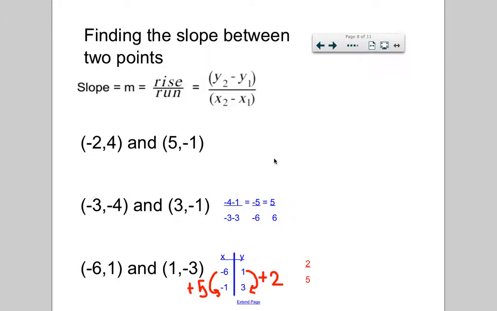All right, I did the answers here. In the second one, I subtracted the coordinates. I used the formula, and I got 5/6. And in the bottom one, I used the table. I'm just trying to show you 2 different ways of doing it. So the answers are here, 5/6 and 2/5.